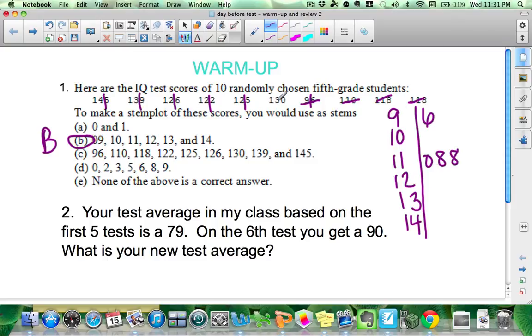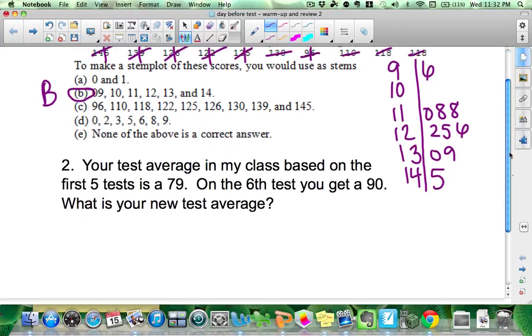The 120s, that's going to be 122, 125, and 126. So I'm going to write a 2, a 5, and a 6. The 130s, I have 130 and 139. So that's going to be written as a 0 and a 9. And then finally 145. Okay. Again, this question didn't ask for that, just going a little extra.